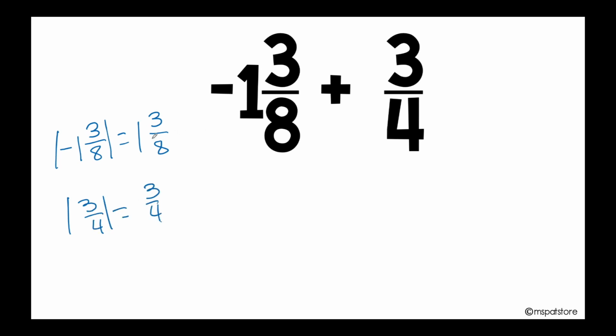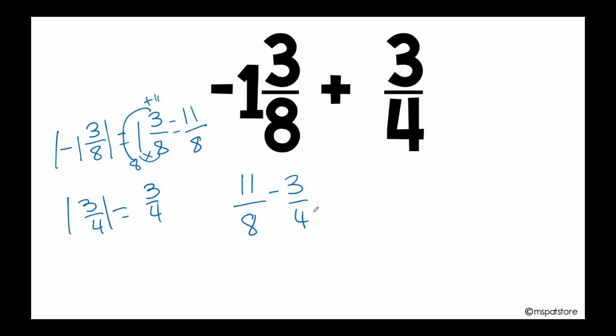I suggest that you change this mixed number into an improper fraction. So you multiply the denominator by the whole number, which is 8 times 1 in this case, and then you add that to the numerator. So it's going to be 11/8. And then you're ready to subtract them because they have different signs. So it will be 11/8 minus 3/4, but I need to find the least common denominator. In this case, it will be 8.